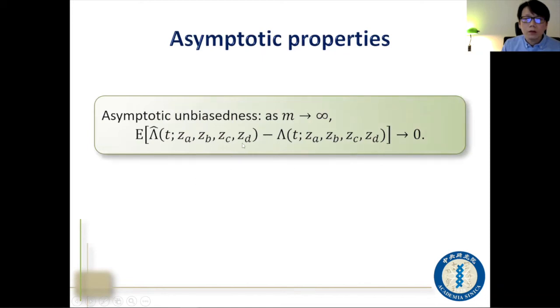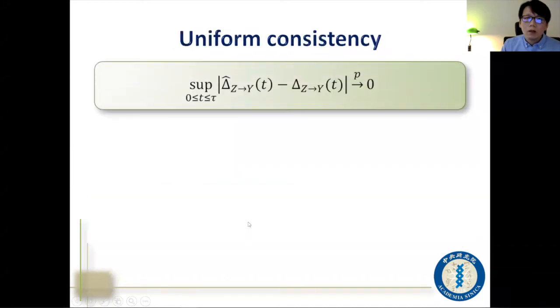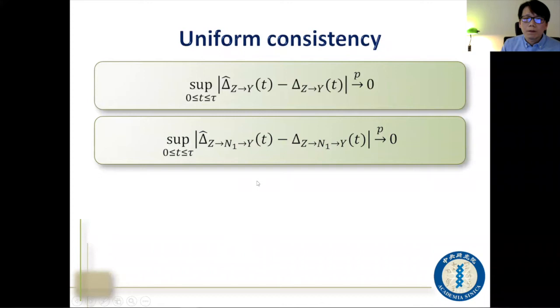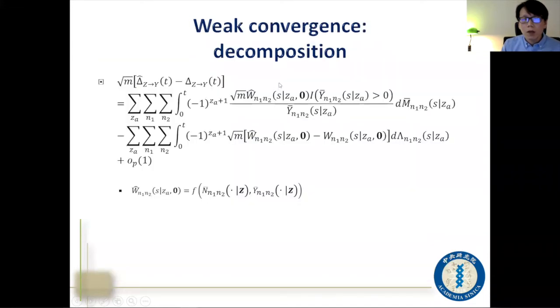We show that our proposed estimator for counterfactual hazard is asymptotically unbiased, and we also achieve uniform consistency, such that we have uniform consistency for the 4 path-specific effects that we are interested in. And we also established the weak convergence.